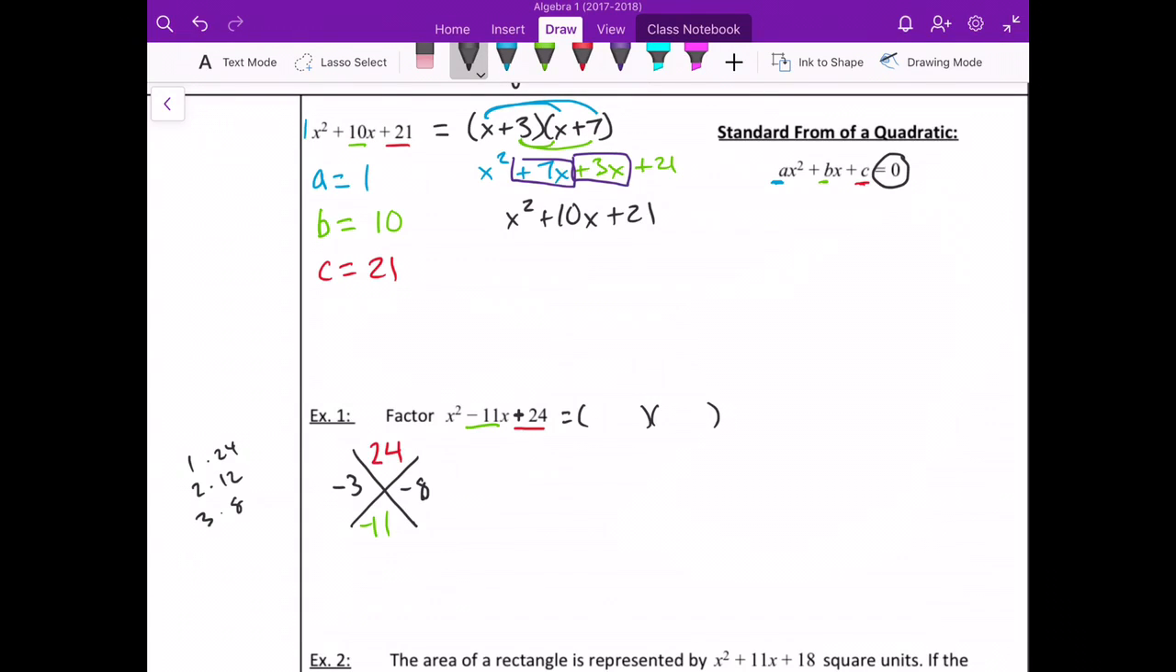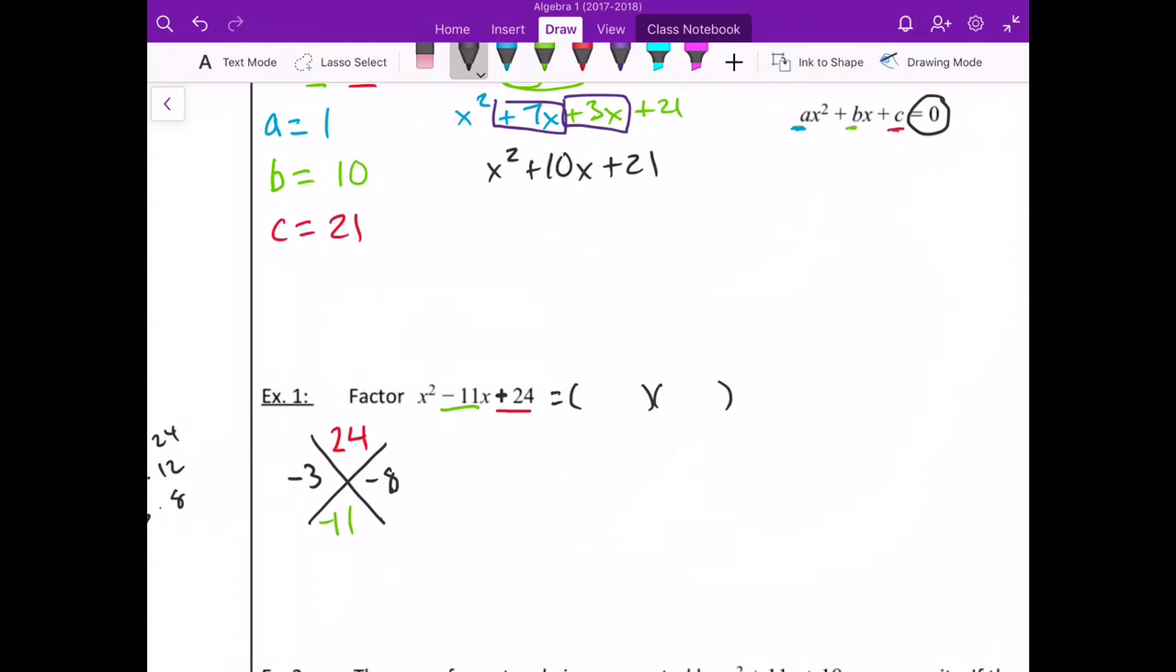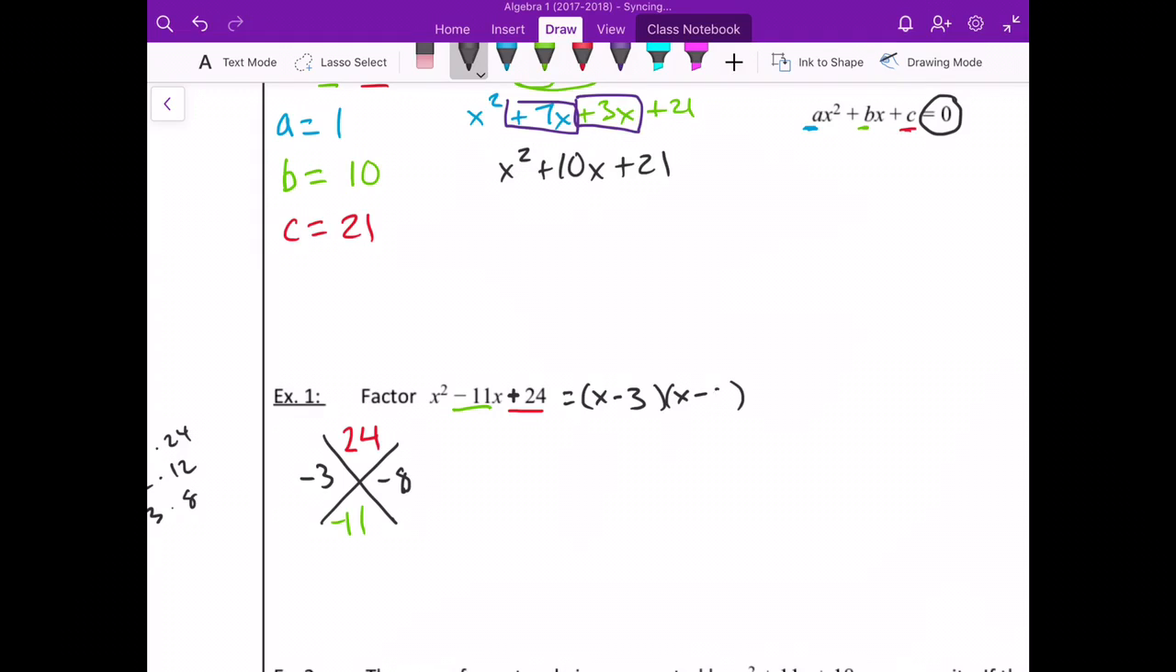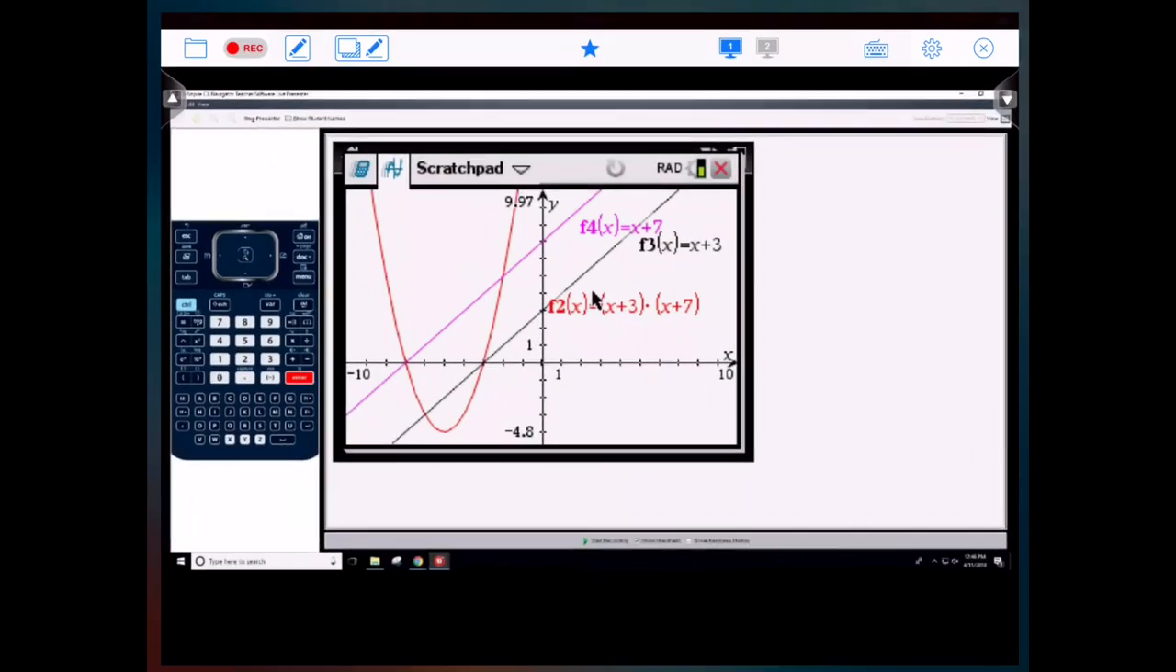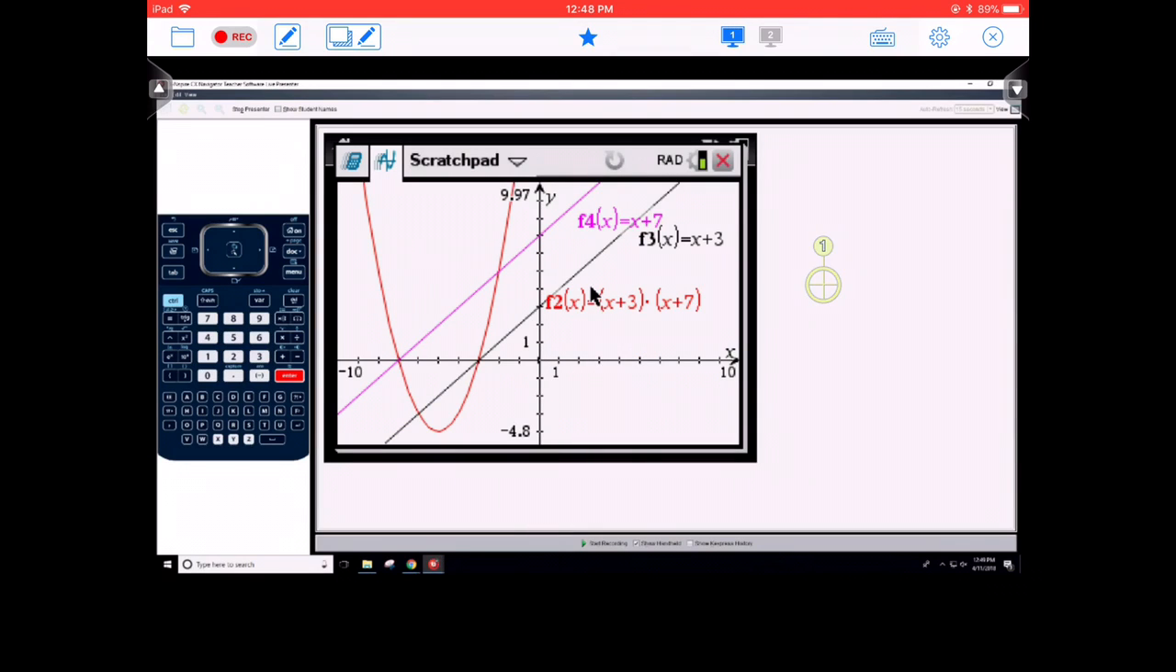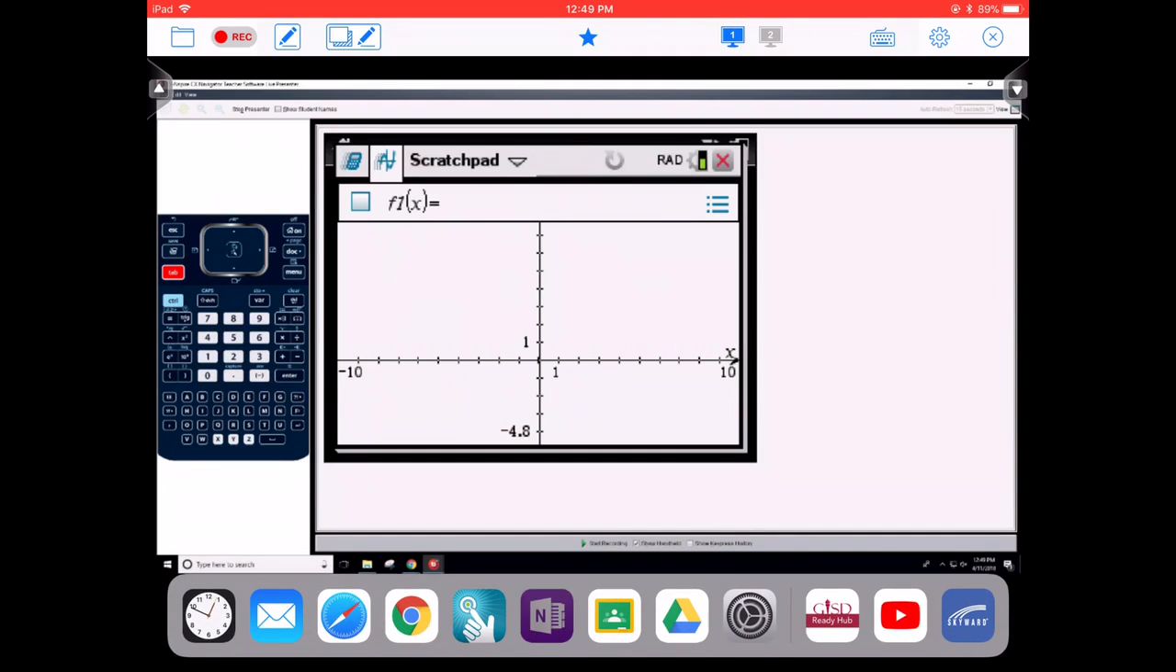Yeah, so that means your two factors would be x, and then I'm just going to put that number there, -3, and x, -8. Okay, those are your two factors. We have our factored form. And let's look at this again. I'm going to go back to the calculator. Watch what happens. Okay, so watch what happens. So if I clear this out, let's clear this out. If I graph that equation, pull that back up.